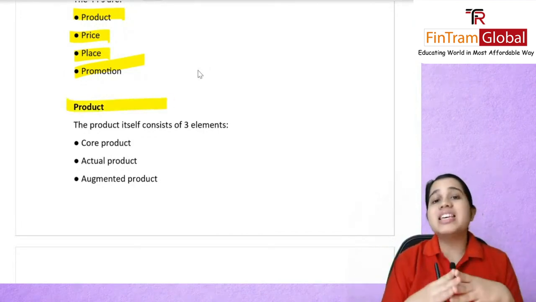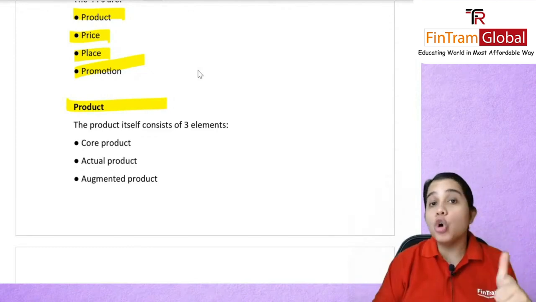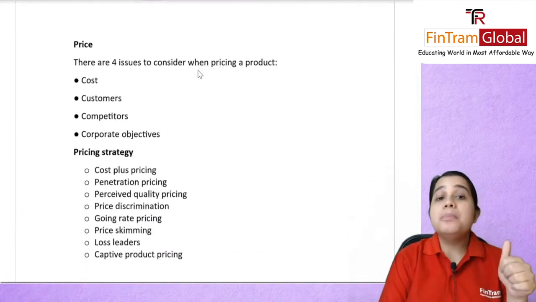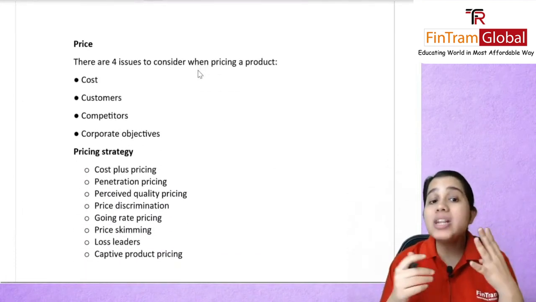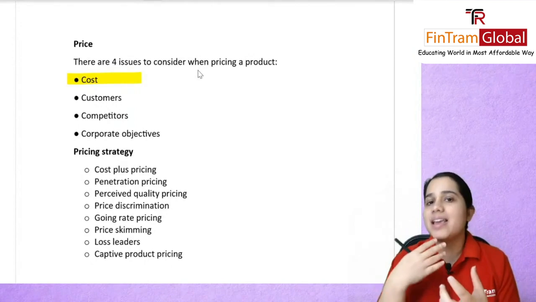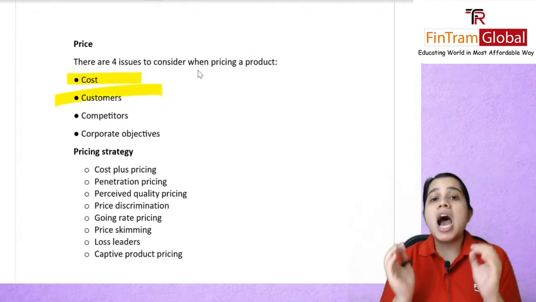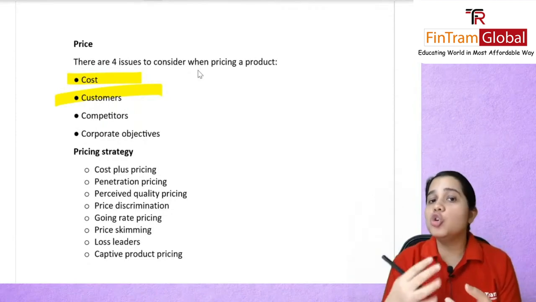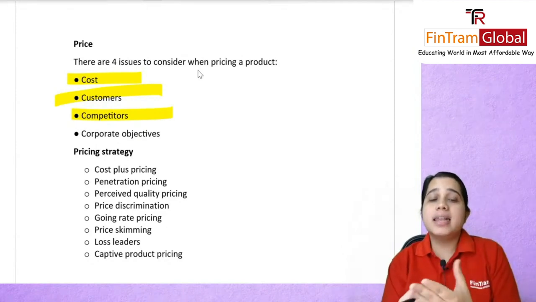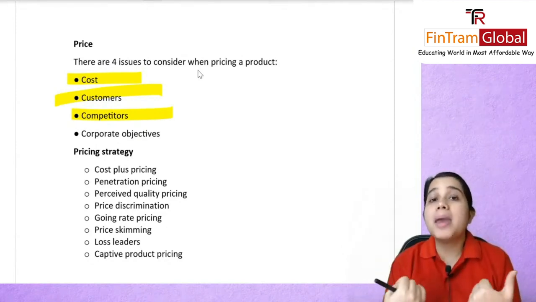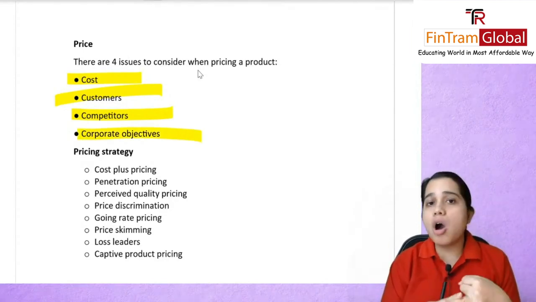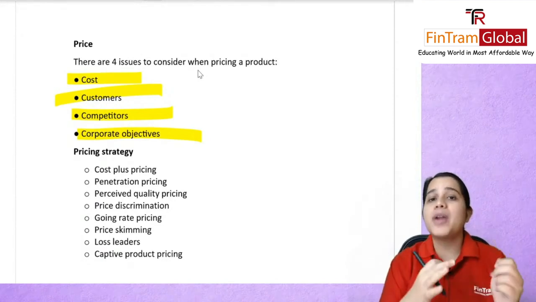The first one is your product. This consists of three elements: you have your core product, your actual product, and then your augmented product. Then in price, if you remember, we covered four C's. What were these four C's? Firstly, the cost. You will see what the cost was, and accordingly, you will price your own goods. The customers: how much are the customers actually willing to pay? Your competitors: what are their prices, and what level are they selling at? Because if I go higher than that, then why will anyone buy my product? And of course, your corporate objectives. Is it to make profit, to lower cost, whatever it is? Accordingly, you will make pricing decisions.